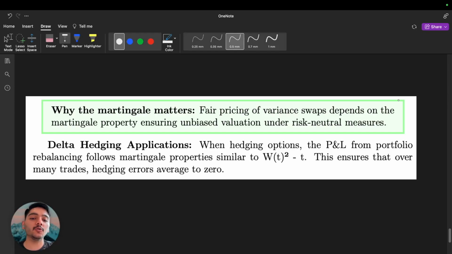The connection to quadratic variation and Itô's lemma reveals a deeper mathematical structure that underlies modern quant finance, demonstrating how stochastic calculus transforms complex financial phenomena into tractable mathematical frameworks.